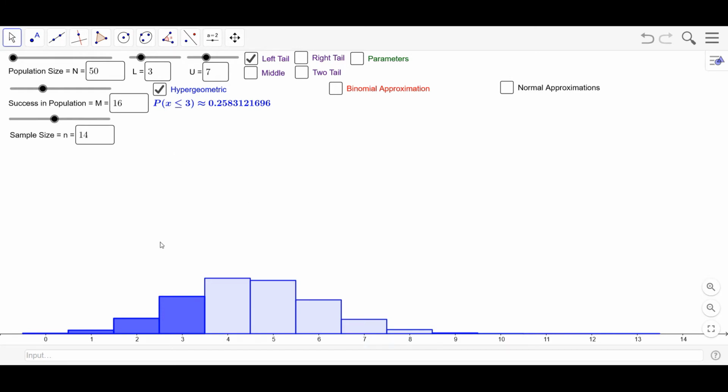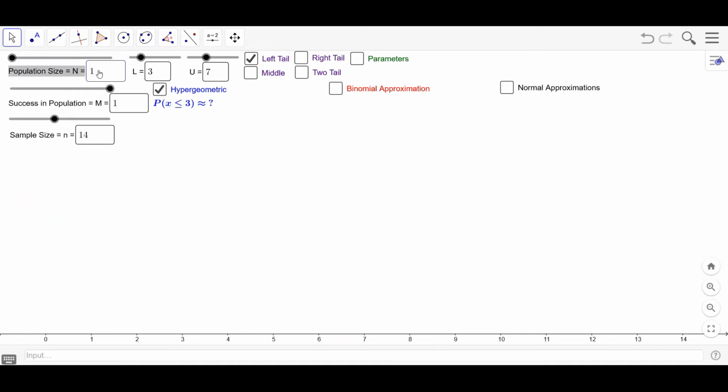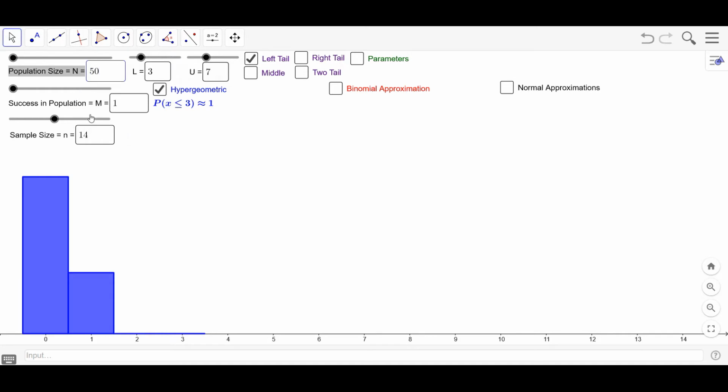In a hypergeometric distribution, you have some fixed population size. Right now it's set at 50. I can adjust that with the slider here or by just typing in a number. Let's go back to 50. And then you can have the number of successes in the population. Let's say for now that is 20.